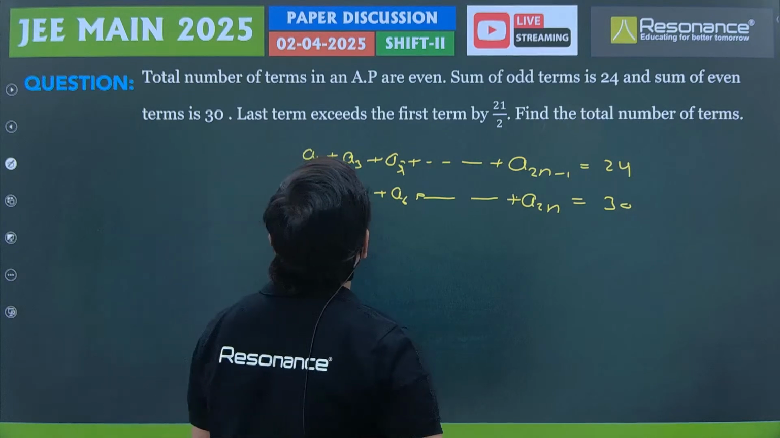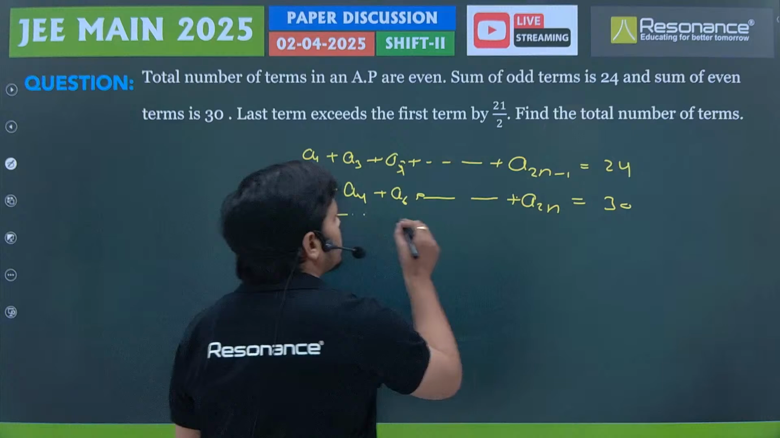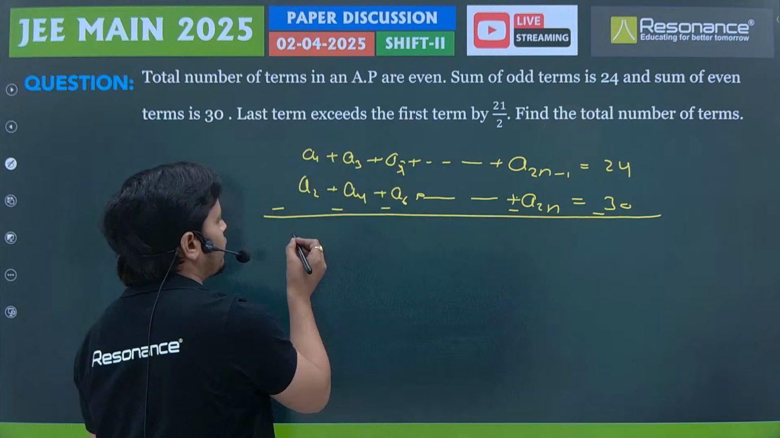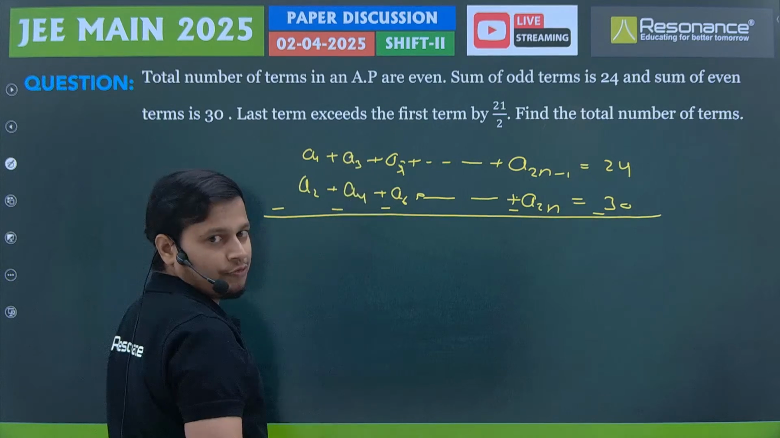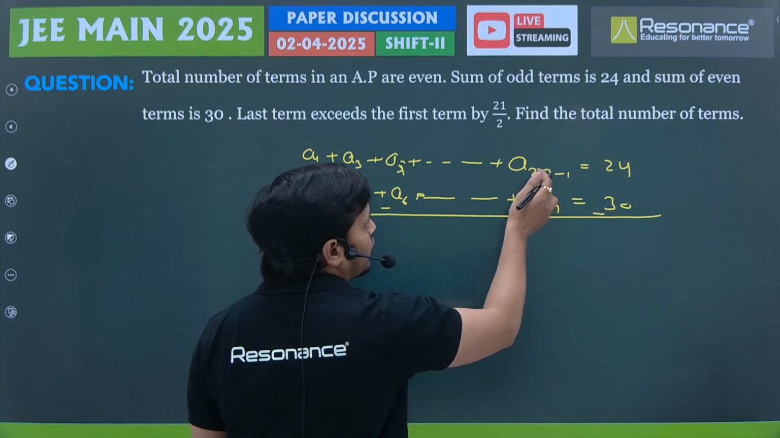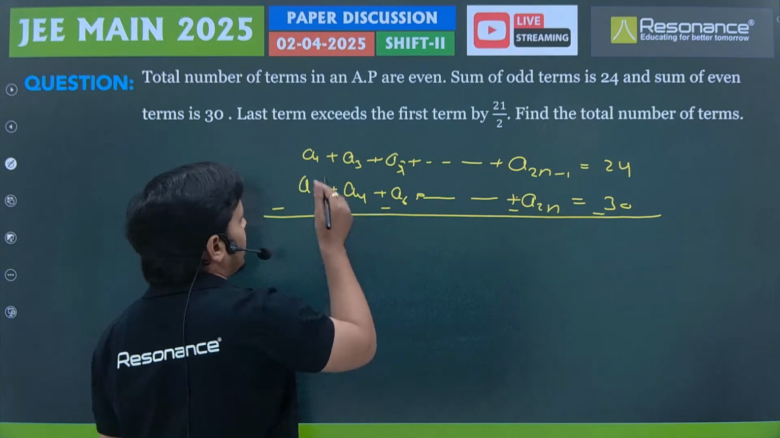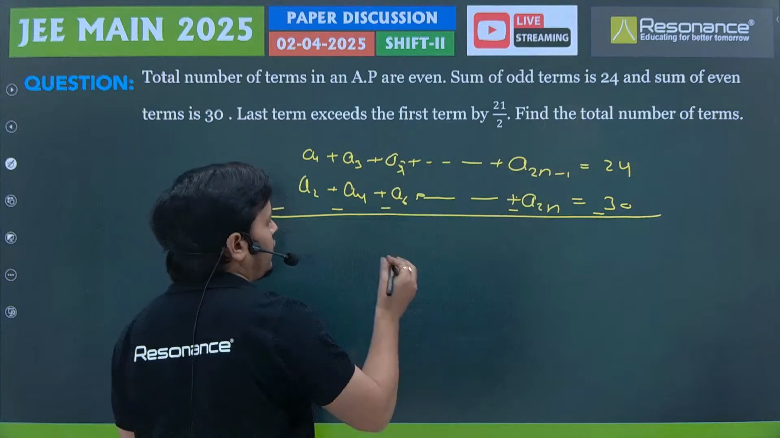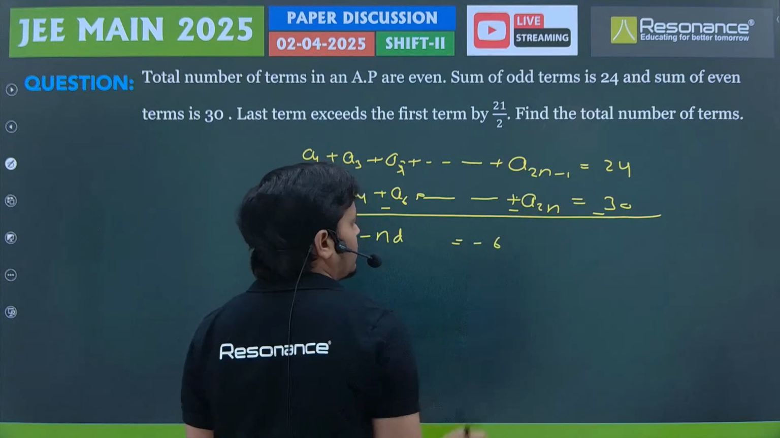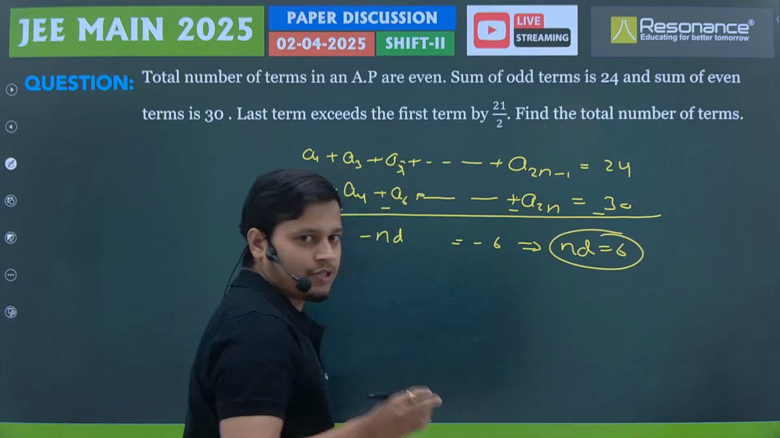Now they wrote that the last term exceeds the first term by 21 by 2. That we use later. First let me subtract both, because you will get some relation. A1 minus A2 is equal to minus D. A3 minus A4 is minus D. A5 minus A6 is minus D. And A(2n minus 1) minus A(2n) is also minus D. So can I say minus D how many times? N times. So minus of nD, and this is also equal to minus 6. So here we got one relation, n into d is equal to 6. Keep this relation in mind.